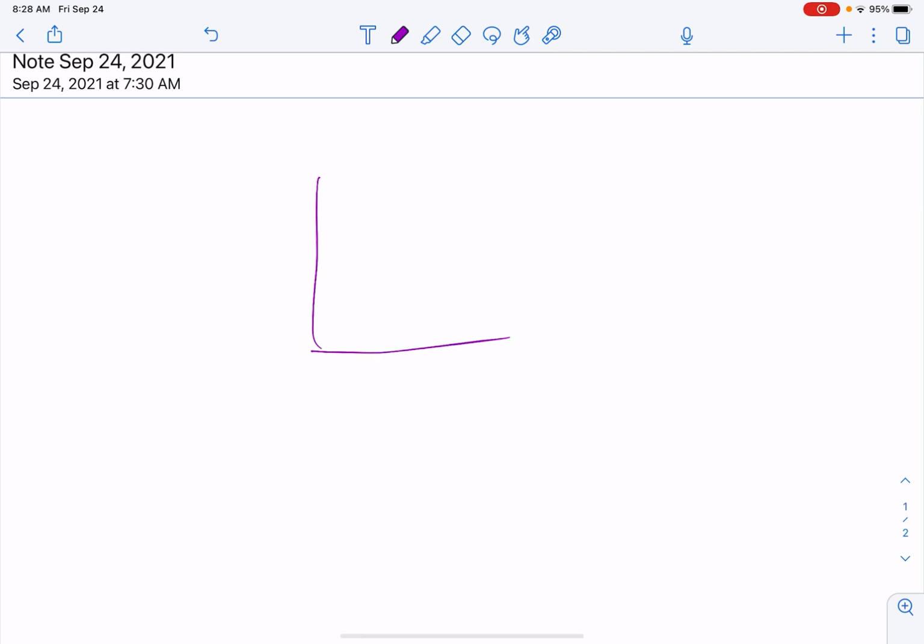If your curve looks like this, you're certainly not going to need calculus. All you're going to do is say, oh, I'm just finding the area of a triangle. So it's going to be 1/2 F times X. And that's going to be equal to the work.